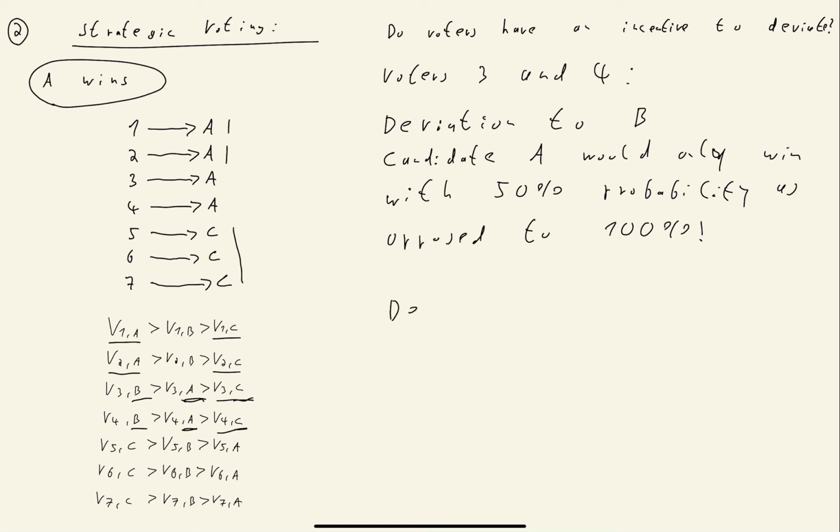And if we now consider a deviation to C, we basically can use the same argument. If either voter 3 or 4 are deviating to C, then what would happen is that candidate C would win with certainty, and hence they would have their least preferred candidate rather than their second preferred candidate A. So C would win with certainty.